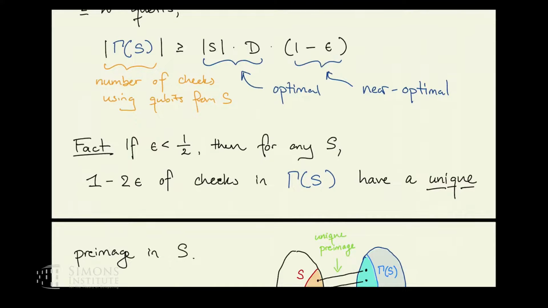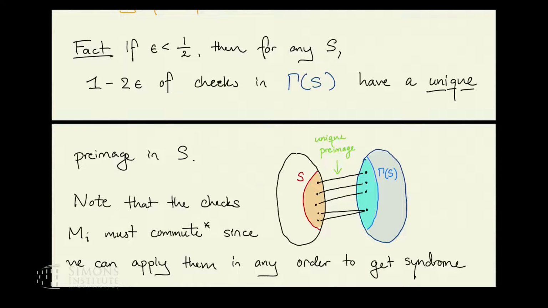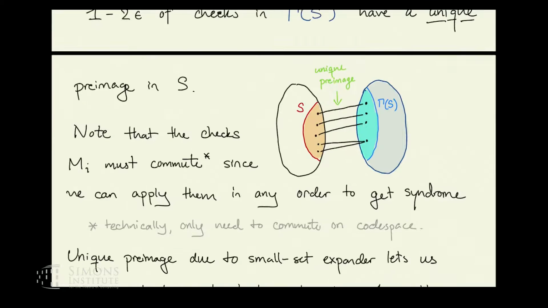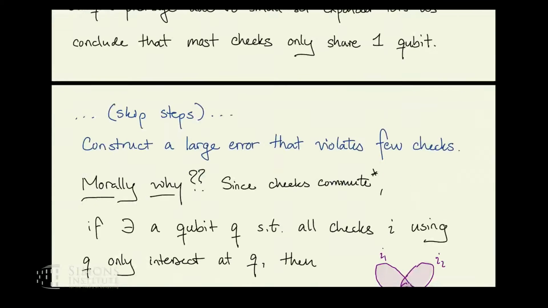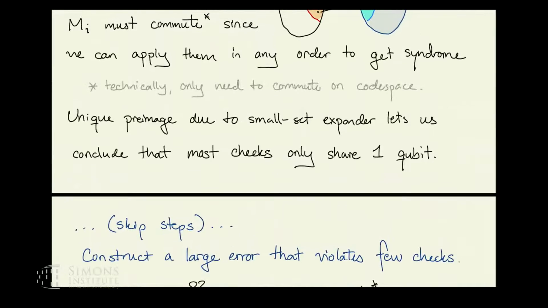Okay. The problem is that if you have this sort of optimal expansion, then in sets S, looking at the neighborhood Gamma(S), most of the points actually have a unique neighbor on the other side. And unique neighbors are bad in the case of quantum error correction, because I'll claim that it lets you construct a large error that violates few checks, which is exactly the worst case for a quantum LTC.